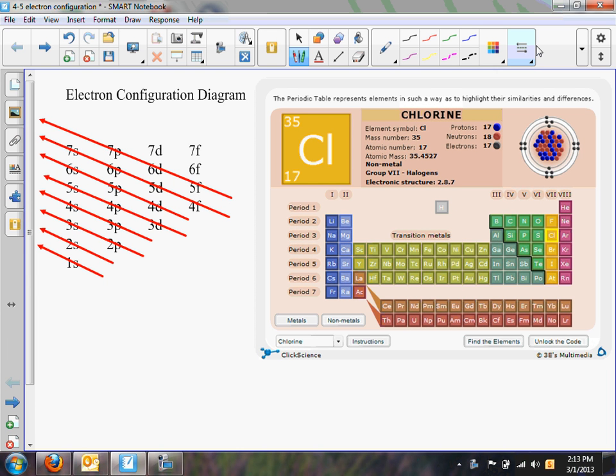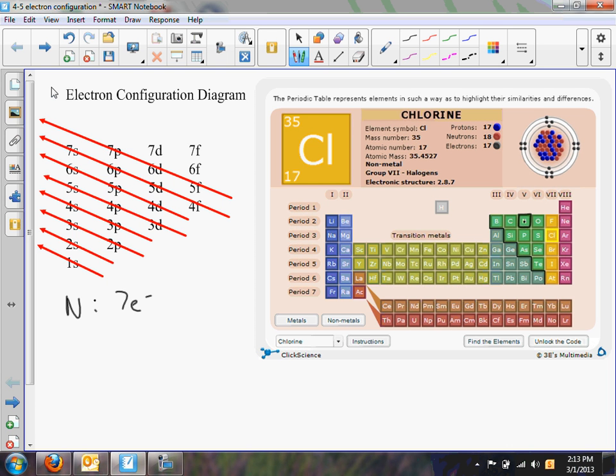If I want to do the abbreviated electron configuration for nitrogen, well, nitrogen, you still need to look over here. If you look up nitrogen, it actually has 7 electrons, and we want to figure out where those 7 electrons go.